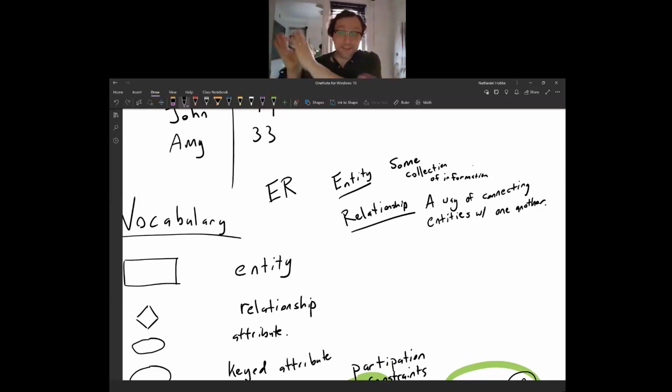So those are entities. Now, I might have an entity about, let's say, people who have Netflix accounts. So I have a collection of information about people who have Netflix subscriptions. Now I also have a collection of information about people who have Amazon Prime memberships. Two different sets of data: one about Netflix subscribers, another about Amazon Prime members.